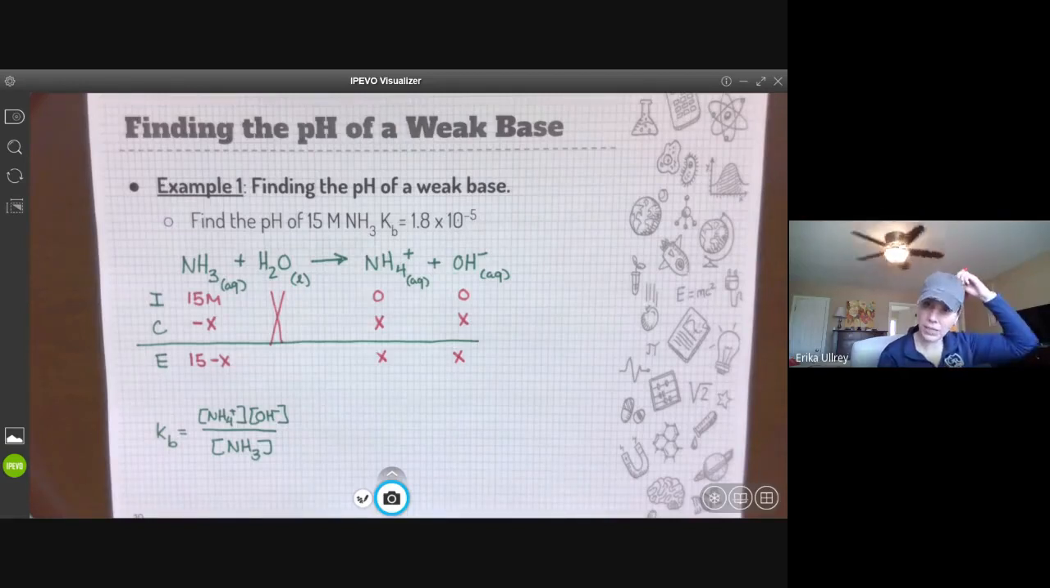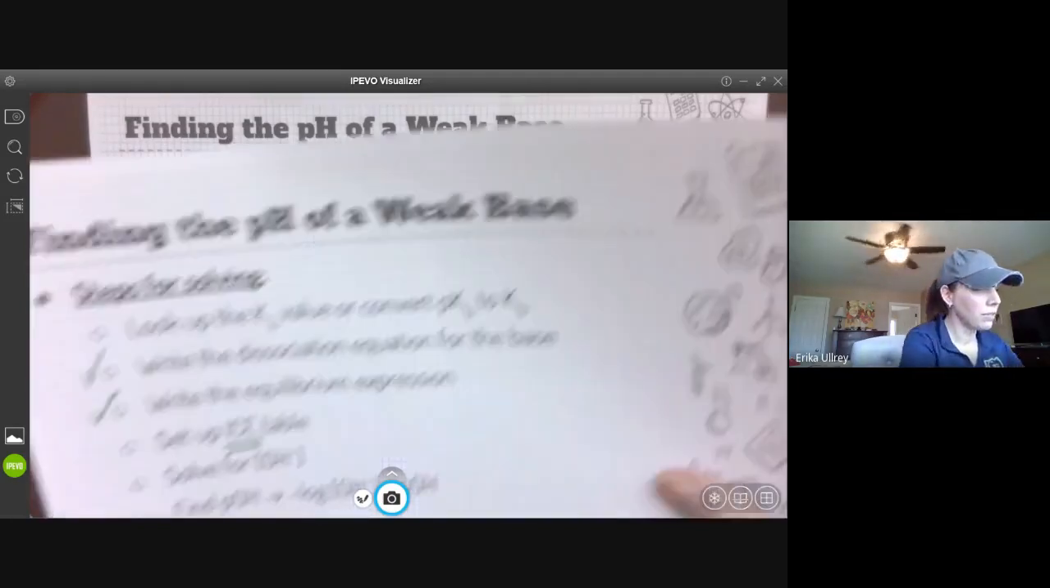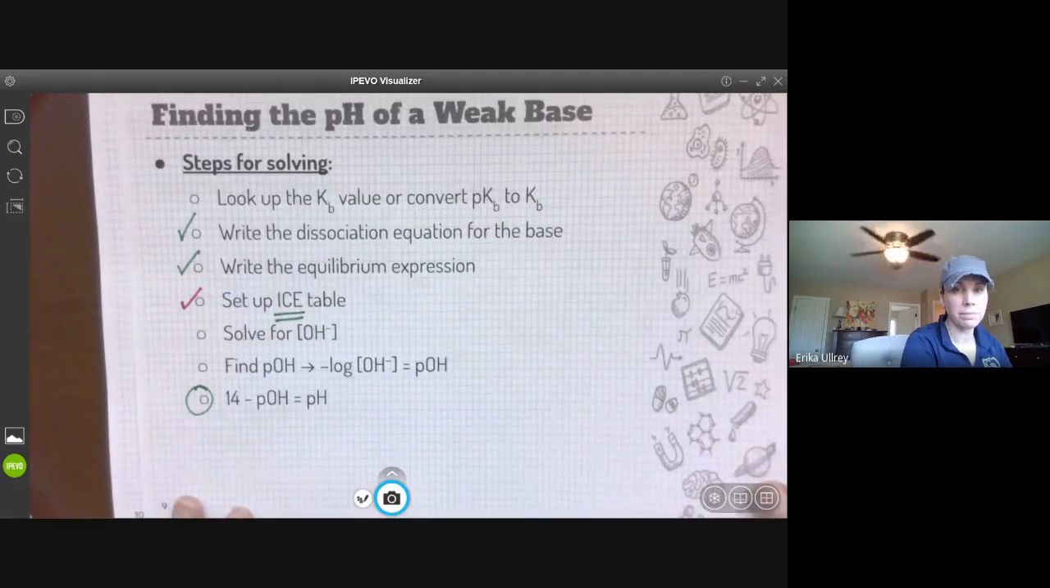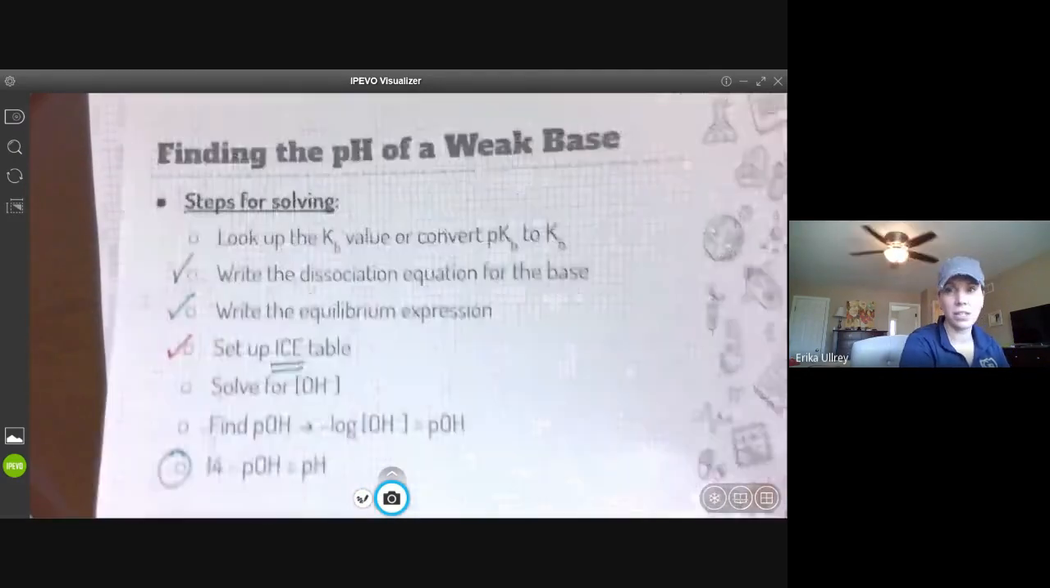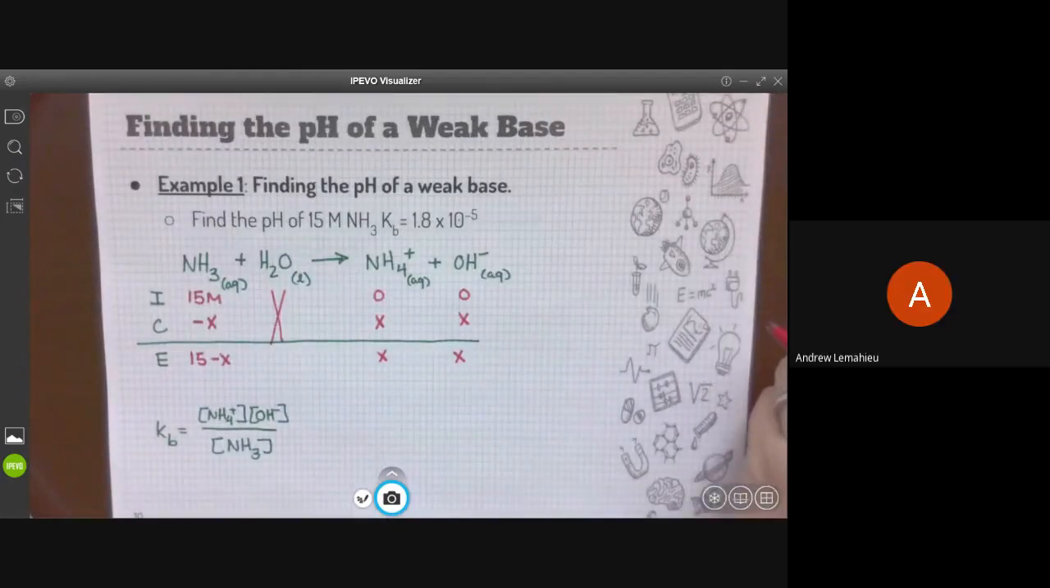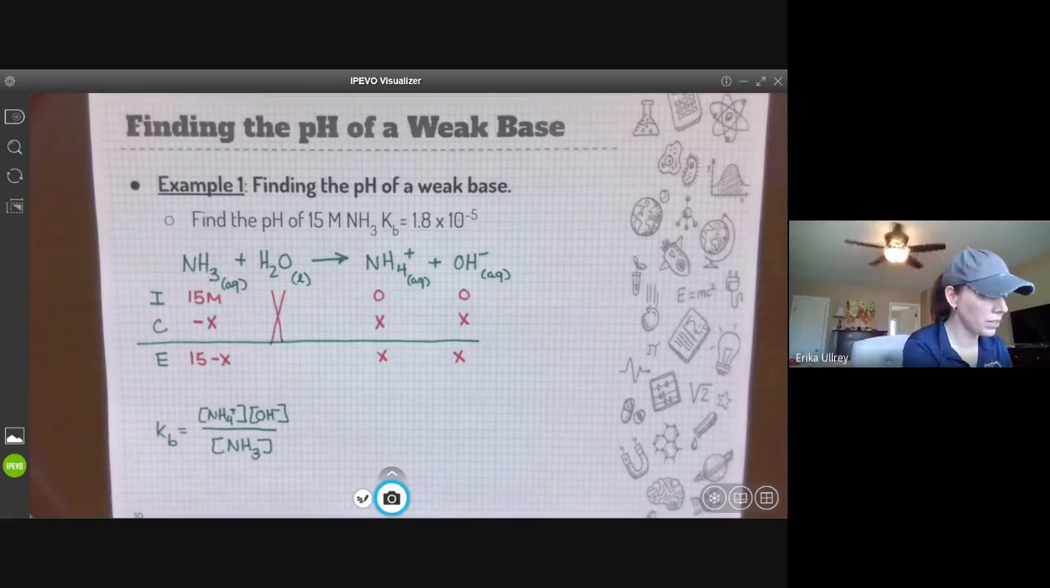What's the next step here? So Drew, what's the next step now that I have the equilibrium? So Emily set us up with our ICE table, which is awesome, right? So we got that taken care of. What's the next step? So it says solve for OH concentration. How are we going to do that, Drew? Put it into the equation. So we're going to put it into the equation.